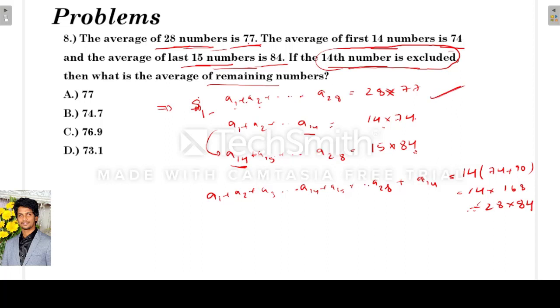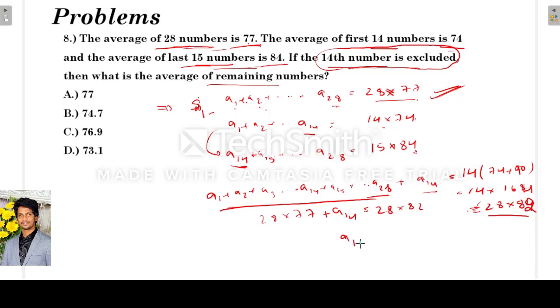Sorry, this is 164, right? 90 plus 74, 164. So this will be 82. So A1 to A28 plus A14 is equal to 28 into 82. So now in this place we can put this. See, A1 plus A2 plus up to A28 is 28 into 77. Therefore 28 into 77 plus A14 is equal to 28 into 82. Therefore A14 is nothing but 28 into 82 minus 77, which is 5.